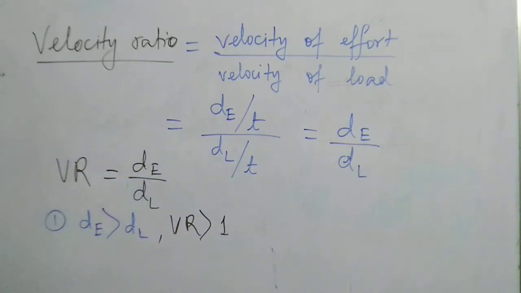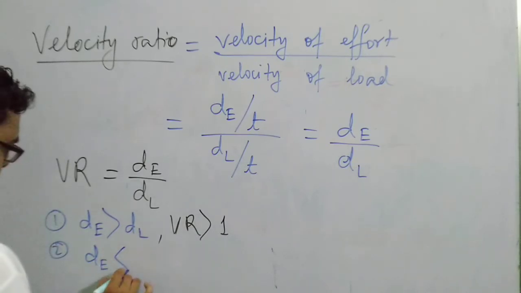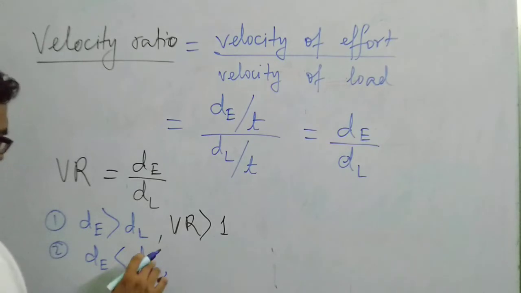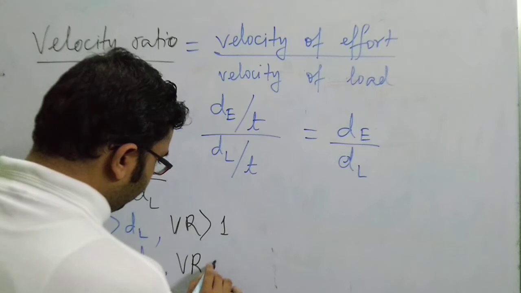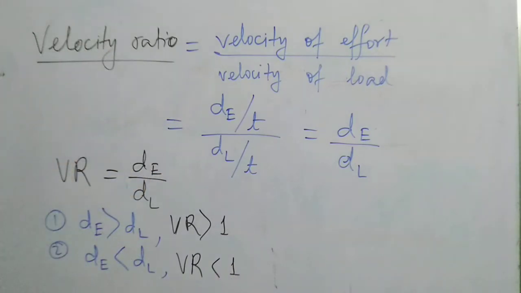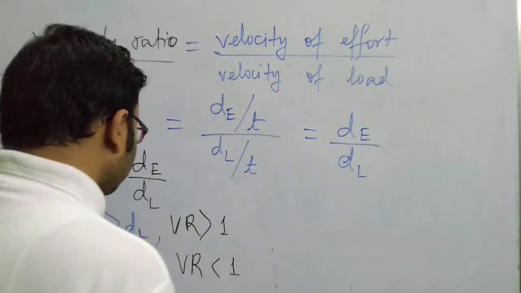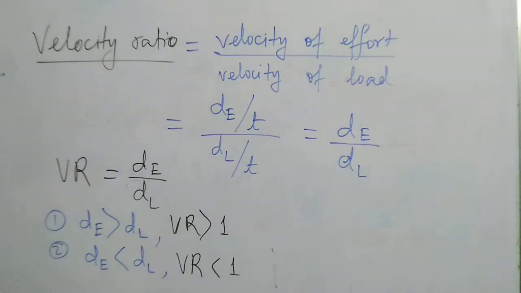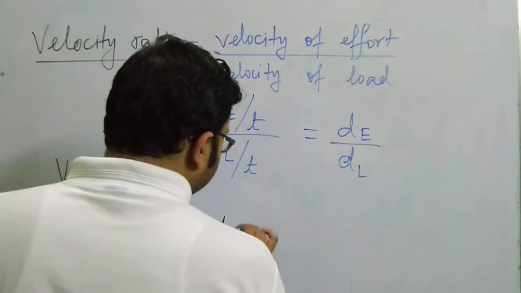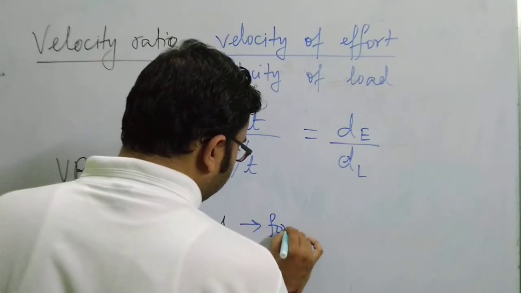Fine. In the second case, if dE is less than dl, the velocity ratio will be less than 1. And the third case is that if the distance moved by the effort and the distance moved by the load are equal, then dE will be equal to dl, and in that case the velocity ratio will be equal to 1. So just let me remind you, if velocity ratio is greater than 1, as in the case of mechanical advantage, this kind of machine will act as a force multiplier.